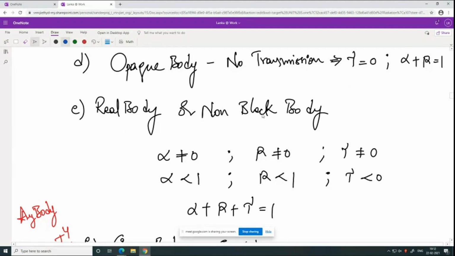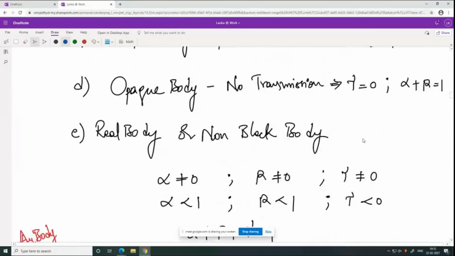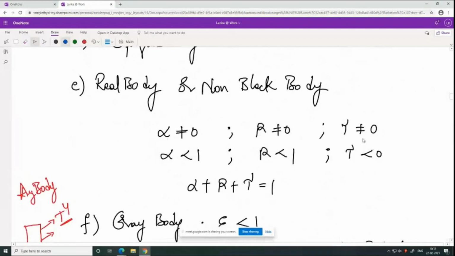Further, we have seen what a real body or a non-black body is. For a real body or non-black body, the values of absorptivity, reflectivity, and transmittivity will not be equal to 0, and each will be less than 1. And the sum of these three will be equal to 1. That's what we have seen for a real body or a non-black body.